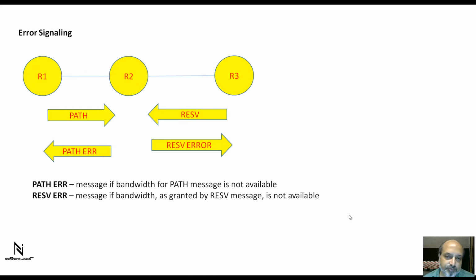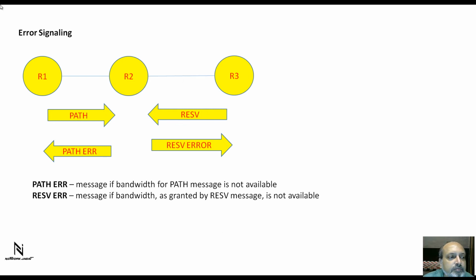Error signaling, right? Now, in this case, it can be a path error or it can be a reservation error. A path error is a message sent if the bandwidth for the path message is not available, and a reservation error is a message sent if the bandwidth as granted by the RESV message is not available, right?